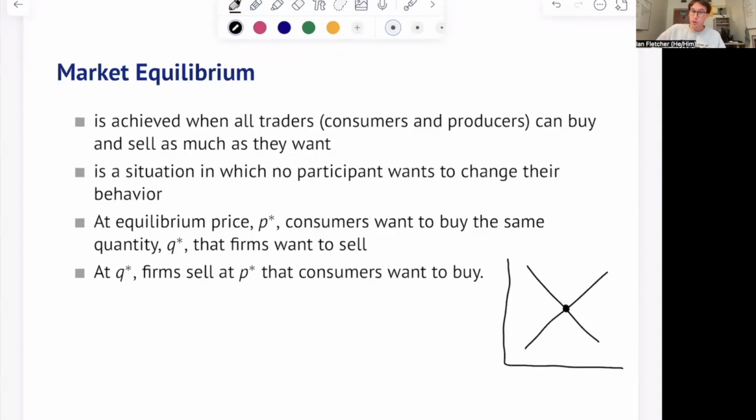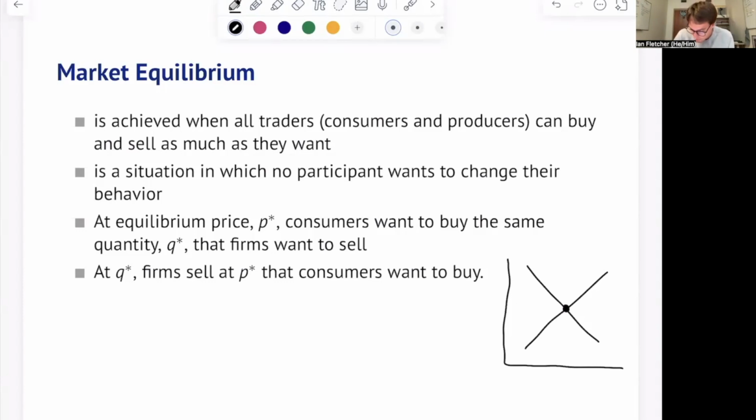And so our market equilibrium is achieved when all traders, so consumers and producers, can buy and sell as much as they want, in a situation in which no participant wants to change their behavior. Everybody's content with where they're at. They don't want to sell more, they don't want to sell less, they don't want to buy more, they don't want to buy less. Everybody is content, right? At an equilibrium price P star.